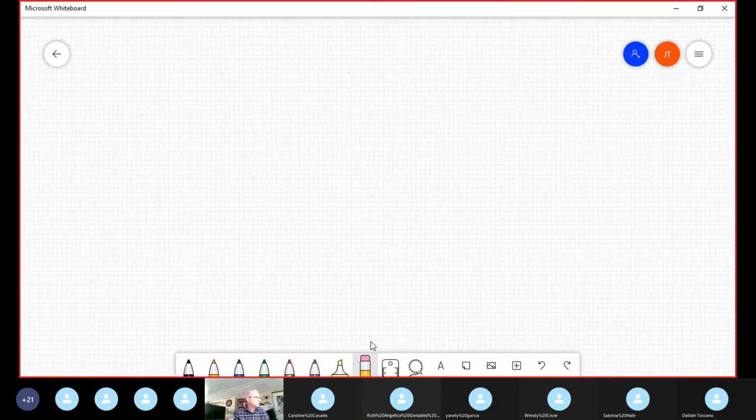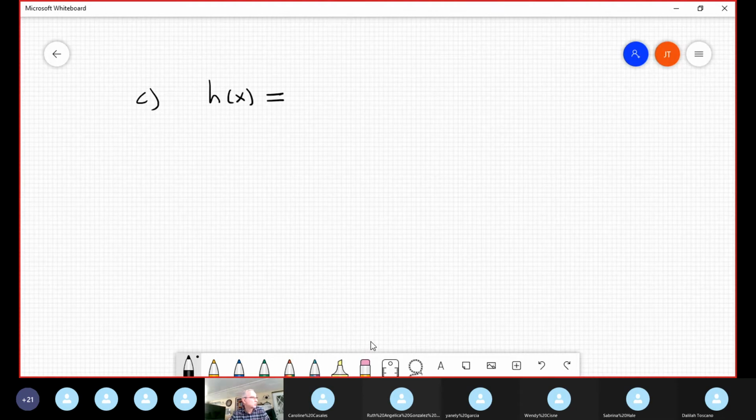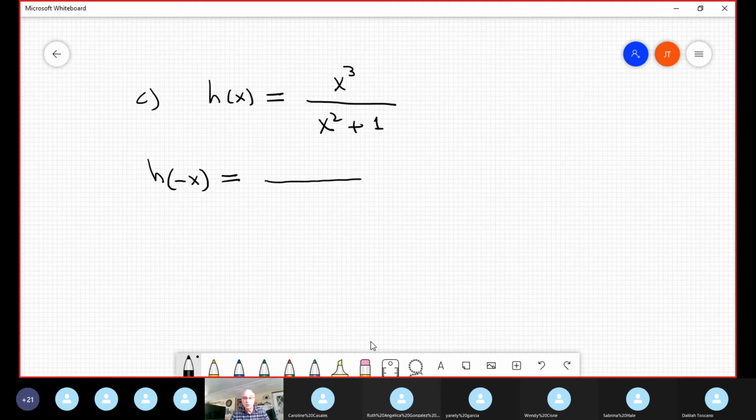Let's move on to the C question. C question is a little bit confusing. Look. C question is h of x is equal to x cubic over x squared plus 1. But you need to understand this is a fraction: numerator, denominator. Let's make a reflection. To prove algebraically if one function is odd, even, or neither, you make a reflection. So in other words, you replace x for negative x.